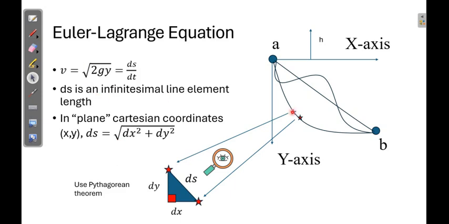From elementary mechanics, we know that v is equal to ds by dt, where ds is an infinitesimal line element whose length is equal to square root dx squared plus dy squared. Suppose that you are focusing on two infinitesimally close points. The distance between these two points will be equal to the square root of the horizontal separation, which is dx, and the vertical separation, which is dy, which is square root dx squared plus dy squared using the Pythagorean theorem.